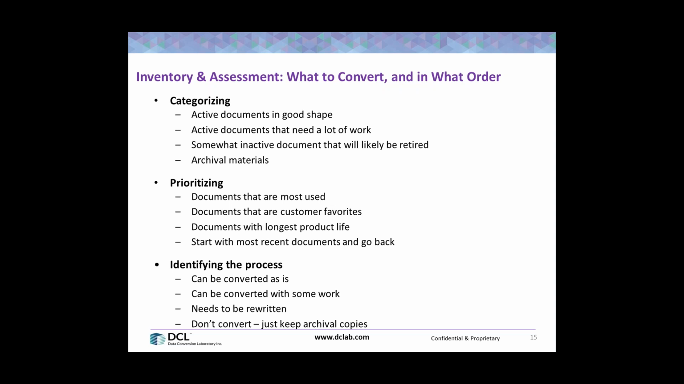So documents that are mostly used or documents that are customer favorites should be higher on the priority list. And also documents with the longest product life are candidates to be high on the priority list. And once you create your priority list, start with the most recent and higher priority documents and go back as much as you can or as much as the budget allows you to, and start converting also the lower priority documents. And at this point, you need to determine the conversion process.